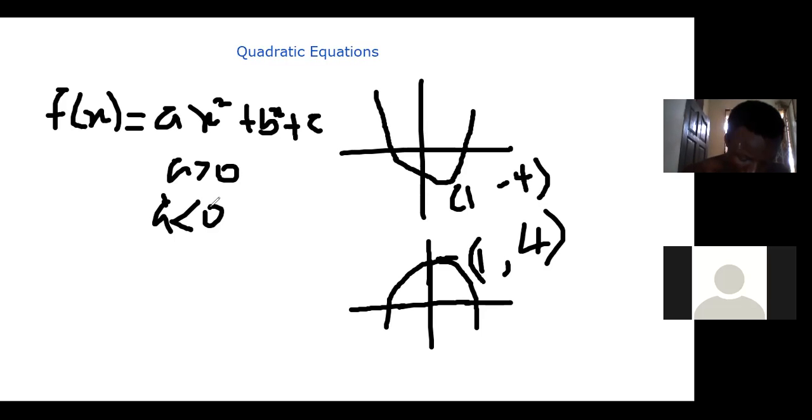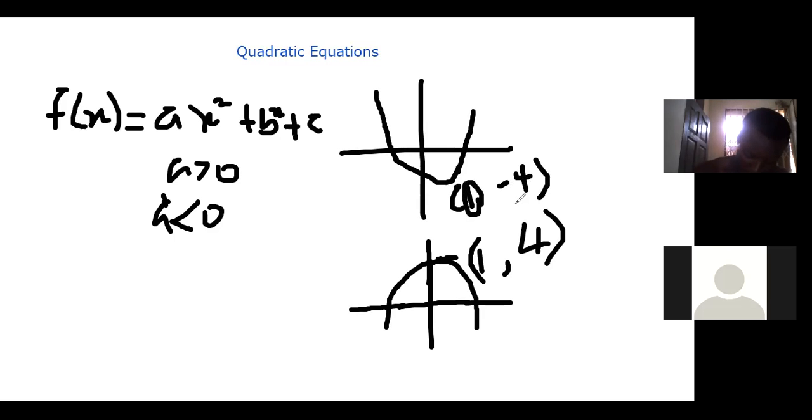So the minimum value of y, in this case, the minimum value for y gives x is equal to 1. So you realize that here x is equal to 1, and what they call a minimum point is -4. So that is what we are going to get.